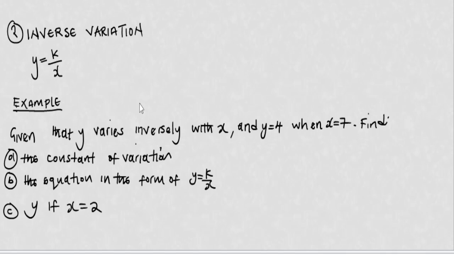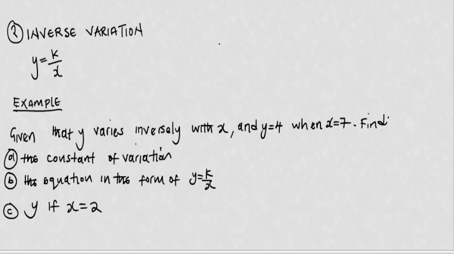Now, let me show you this example. We've been told that y varies inversely with x and y is equal to 4 when x is equal to 7, find the constant of variation. So the constant of variation we're trying to find is k. So how can we find k, the constant of variation?